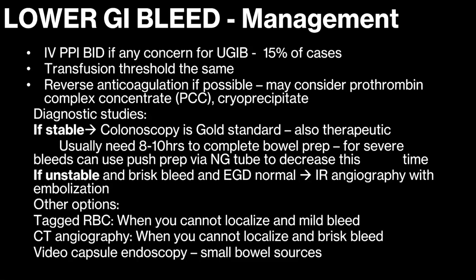CT angiography, or tagged red blood cell scans, can also be helpful to localize the source of bleeding. Video capsule endoscopy can also be performed, but this takes time as the video capsule must pass through the GI tract and then be retrieved and the video reviewed.